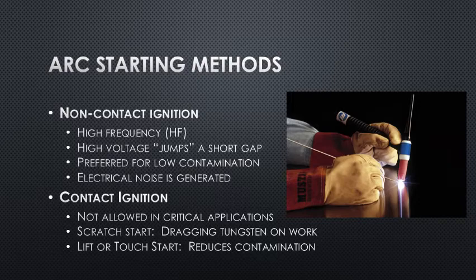And this often involves what they call high frequency, which is a high voltage that can jump a short gap. Usually we don't want that tungsten gap to be too much longer than the diameter of the electrode. The high frequency would basically jump from the electrode to the work, the current would follow it, and we would have our arc started without actually coming into contact with the material.